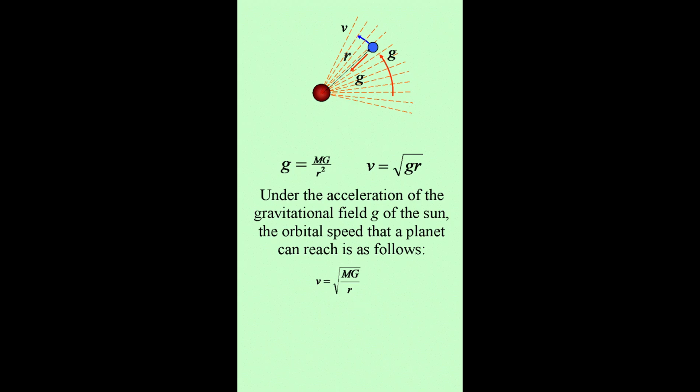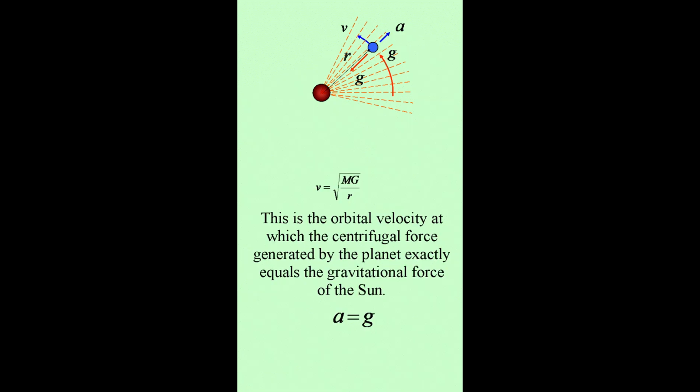Under the acceleration of the gravitational field g of the Sun, the orbital speed that a planet can reach is as follows. This is the orbital velocity at which the centrifugal force generated by the planet exactly equals the gravitational force of the Sun.